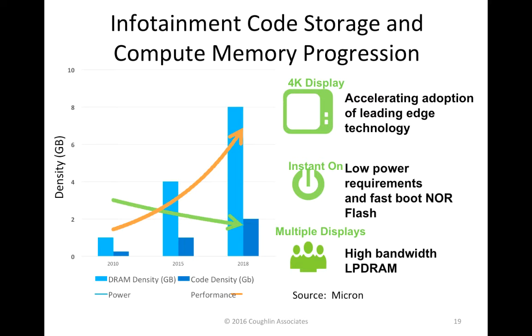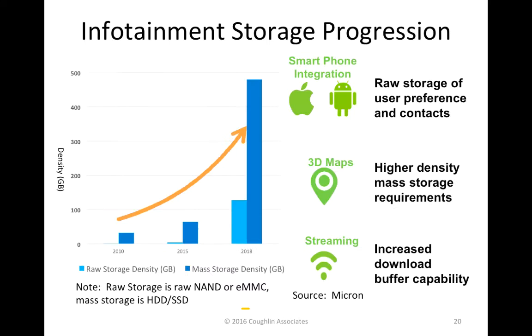And in order to keep the power down, they may use a low power DRAM. Here's another one of these Micron slides where they're showing the infotainment storage progression. So we're looking at the raw storage density, that's a raw NAND or eMMC, and also the mass storage density, that is the larger scale storage capacity. Again, projected requirements going from 2010 out to 2018. You can see that it's approaching about 500 gigabytes of mass storage on these devices seen by 2018.